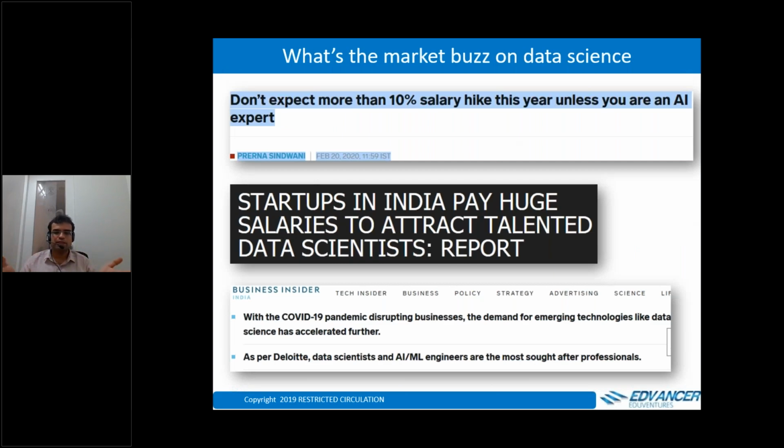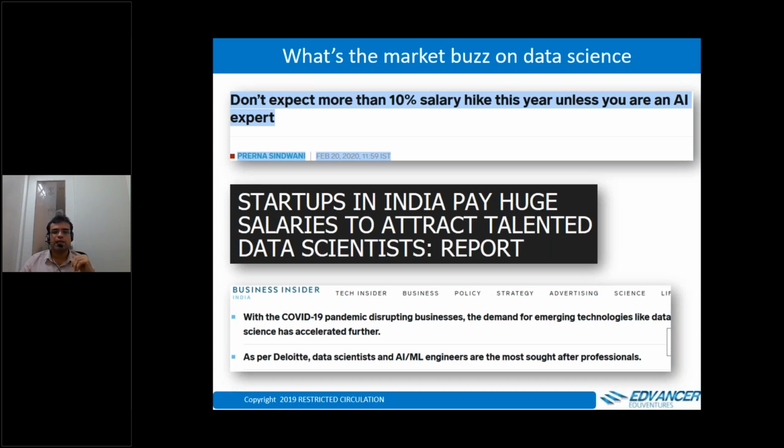Don't expect more than a 10% salary hike unless you are an AI expert, which means AI and data scientists are going to get much more than a 10% pay hike. Startups in India pay huge salaries to attract talented data scientists. And as per Deloitte, data scientists and AI/ML engineers are the most sought after professionals.